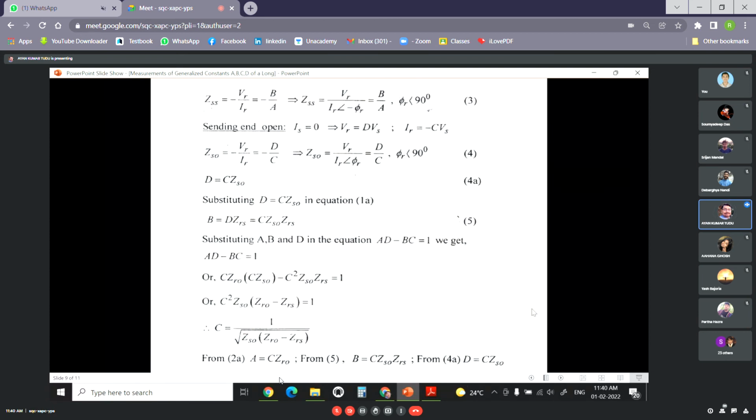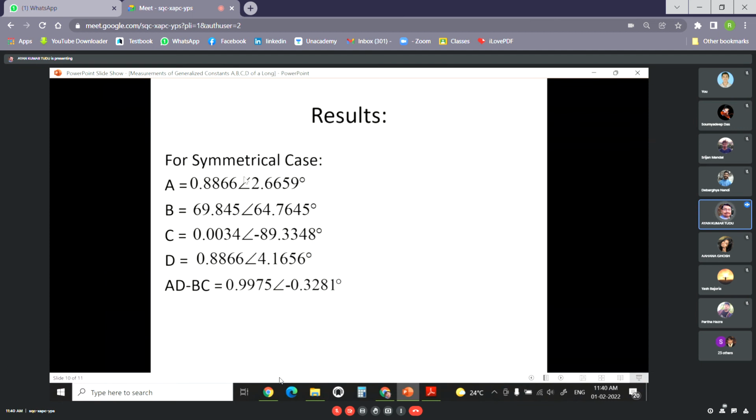I have done one for you. For the symmetrical case, as you can see for the values of A, B, C, and D, the value of A and D should have been equal, but obviously we are not taking into account all the losses that are actually occurring in the system. Keeping all the losses in account, in theory A should have been equal to D for a symmetrical case, but we are getting them more or less equal. AD minus BC should have been equal to 1 angle 0 degree, but here also we are getting the value to be more or less equal.